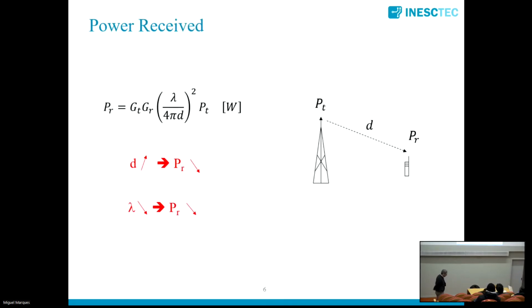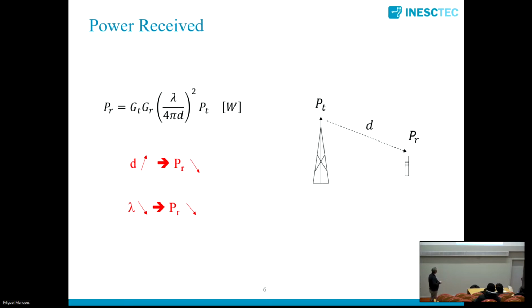Another important topic is this one. The quality of the communications will be better if the power of the signal received is high. And it is well known that the power received for a given power transmitted decreases with the distance between the receiver and transmitter. So that means that in some way the power transmitted propagates in all directions, and the larger the distance, the larger the area of the sphere, and smaller will be the power received.